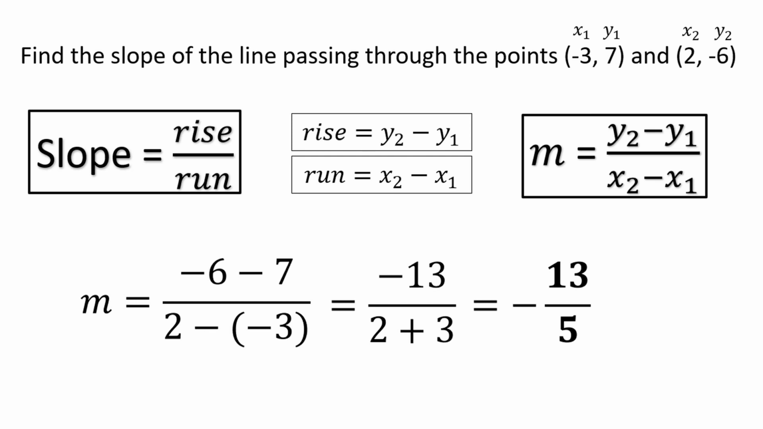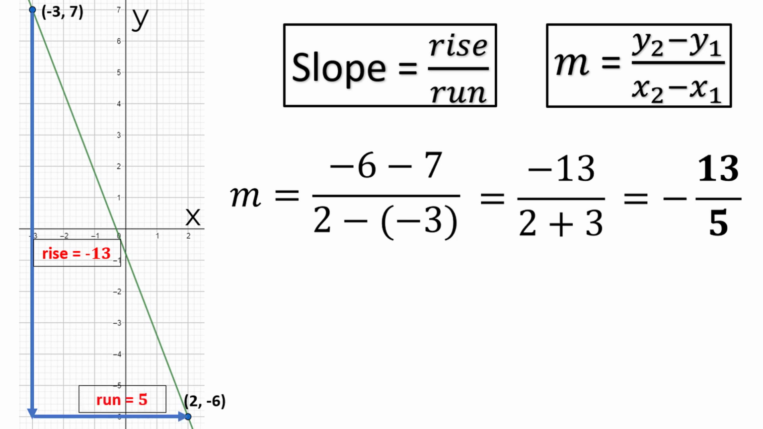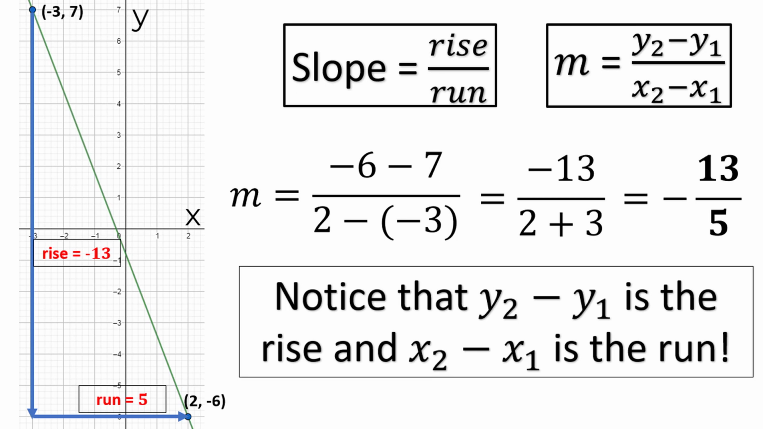We can verify this method works by looking at the graph of the line. I have our 2 coordinates plotted with a line connecting them here. The vertical distance from the first to the second point is negative 13, which is our rise. The horizontal distance between our 2 points is positive 5, which is our run. Notice that we get the same answer. y2 minus y1 is the rise of negative 13, and x2 minus x1 is the run of 5, giving us the same slope of negative 13 over 5 when we divide.